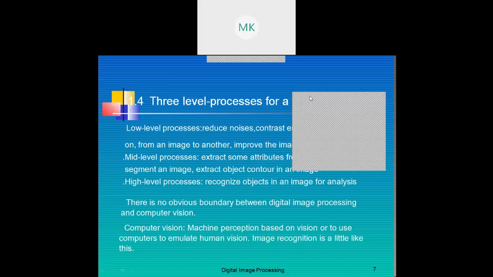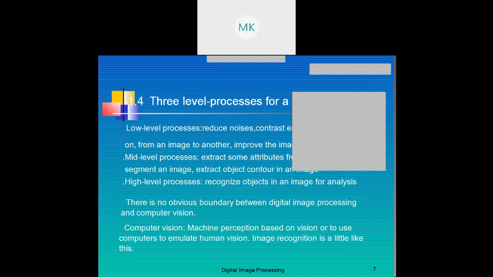Three levels of process have to be considered in image processing. First, low-level processes reduce the noise and contrast elements. Then mid-level processes extract attributes from the image, such as segmenting an image and extracting the object contour in an image. High-level processes recognize the objects in an image for analysis. There is no obvious boundary between digital image processing and computer vision. Digital image processing can be extended towards computer vision, and it can also be applied to artificial intelligence as well as machine learning applications.